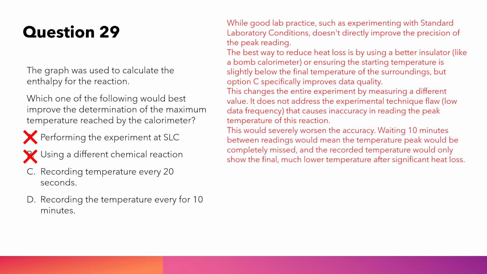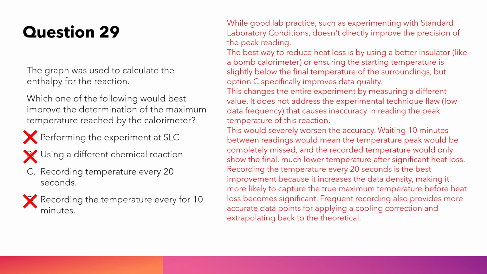Waiting 10 minutes between readings would mean the temperature peak would be completely missed, and the recorded temperature would only show the final, much lower temperature after significant heat loss. Recording the temperature every 20 seconds is the best improvement because it increases the data density, making it more likely to capture the true maximum temperature before heat loss becomes significant.